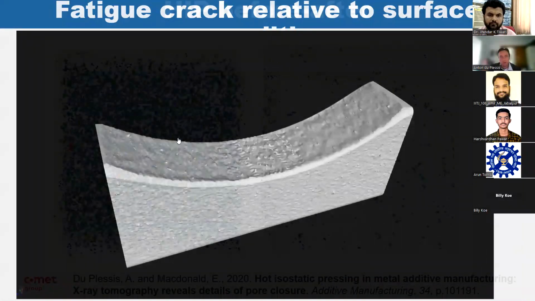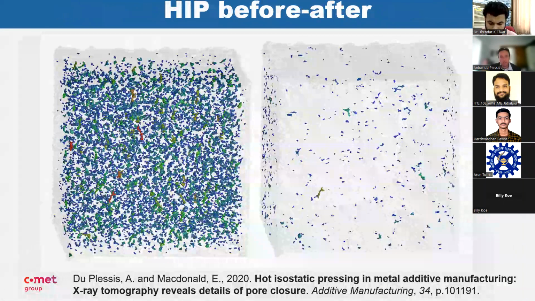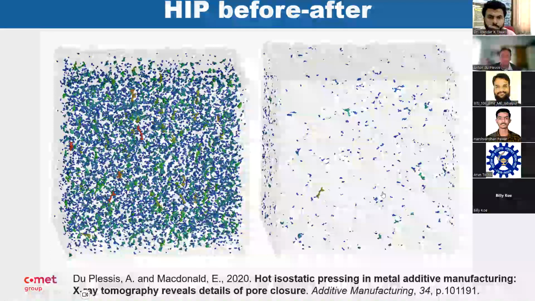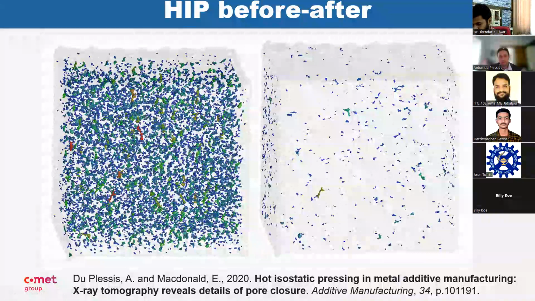I mentioned hot isostatic pressing to close pores. As you see there, the left is the sample with pores, and on the right is the same exact sample after hipping. So it's a very good solution. It closes all pores on the inside. Actually, there are only a few that remain, which are just connected to the surface or very close to the surface.